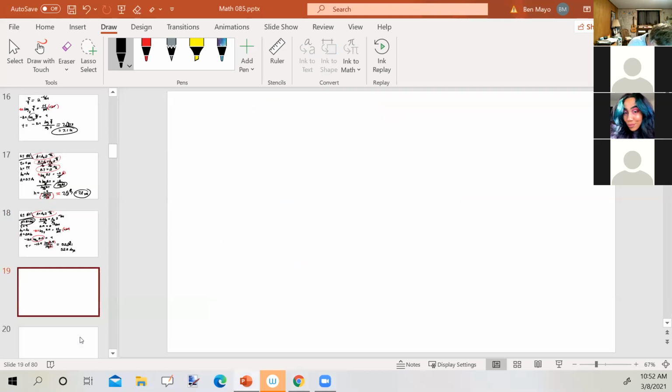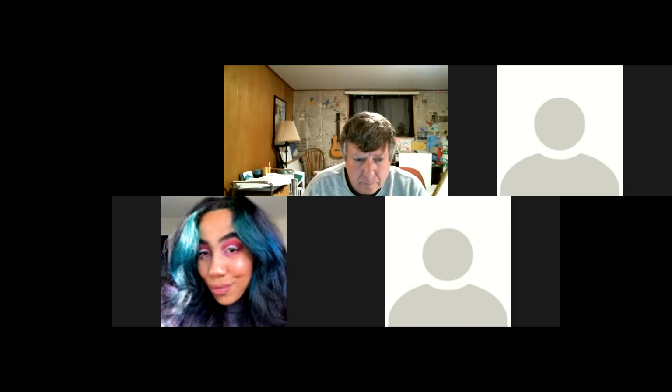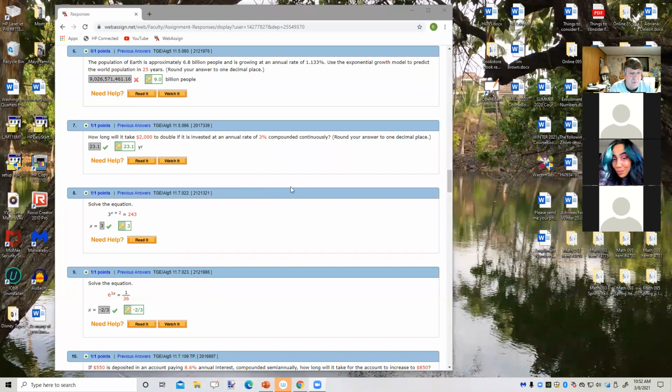Okay, so now we're going to look at chapter review. This is chapter 11 review, and this is number 6. It says the population of Earth is approximately 6.8. Yes, I remember looking at this one yesterday. So let's take a look at the student's answer here. Okay, can you see the student's answer there?